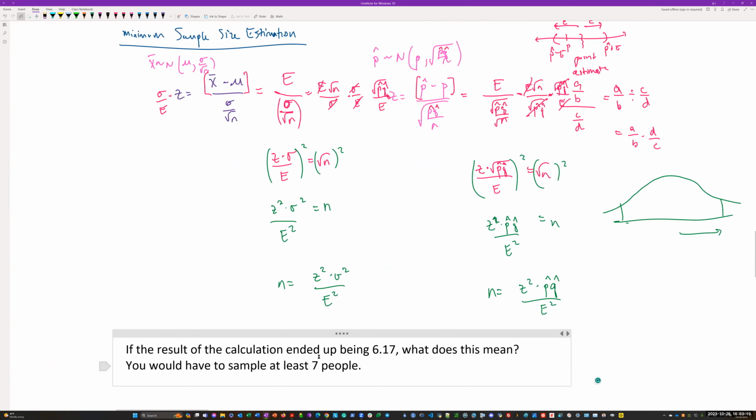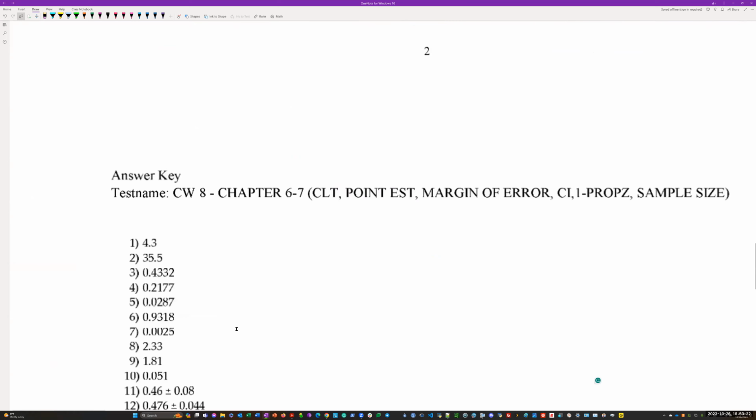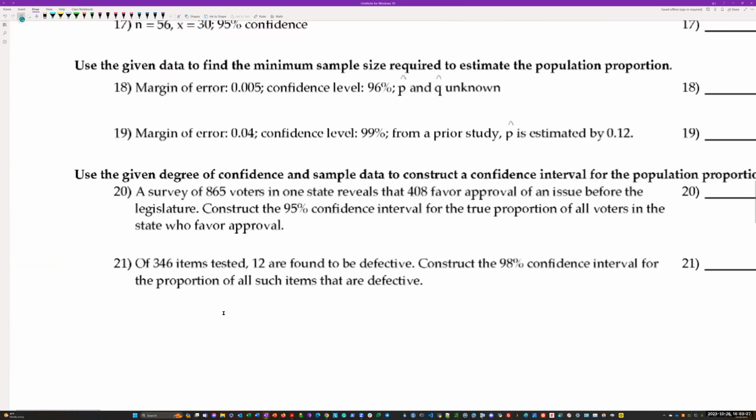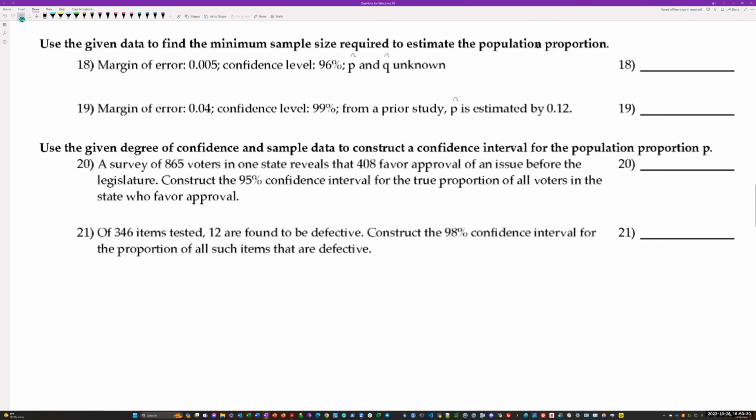All right, but this should make sense, I believe. Is that right? Okay. So this is: use the given data to find the minimum sample size required to estimate the population proportion, margin of error, confidence level, whatever, P hat, Q hat unknown. So the formula was N is equal to Z squared over E squared times P hat, Q hat. That was the formula. All right, let's do the second one first.